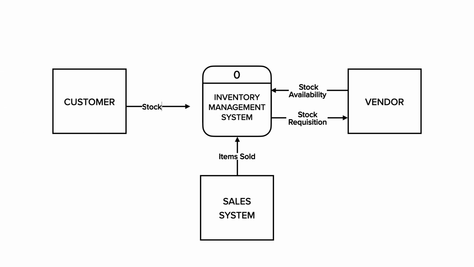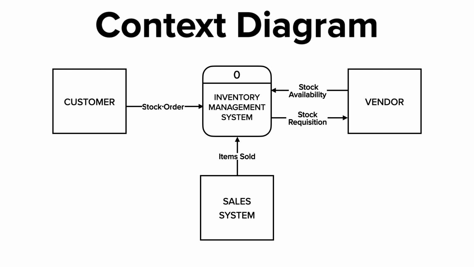An input into the inventory management system that we haven't shown yet is stock order. And that is something that originates from customer. And now our context level diagram is, well, at least for the moment, complete.